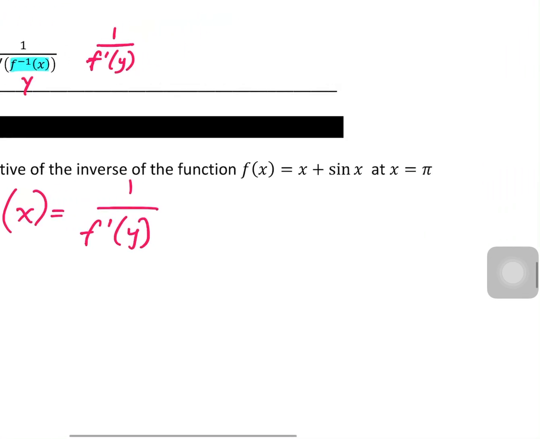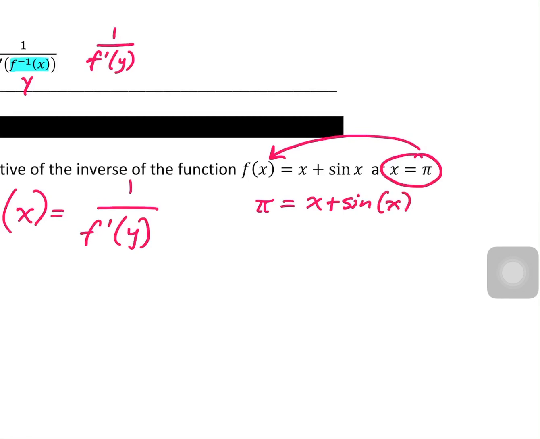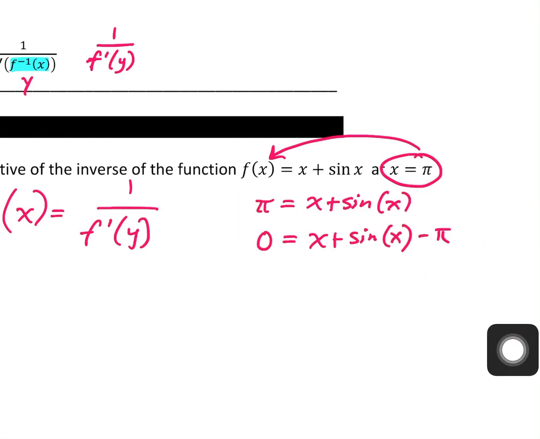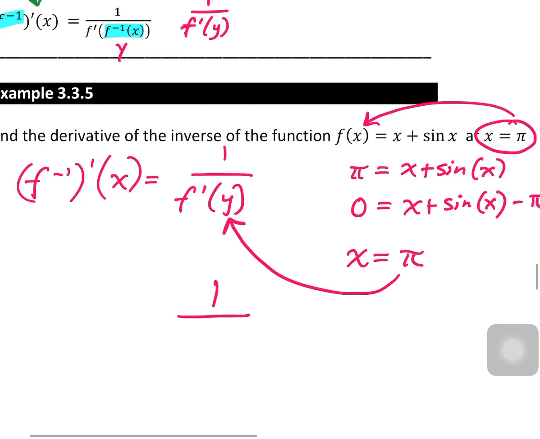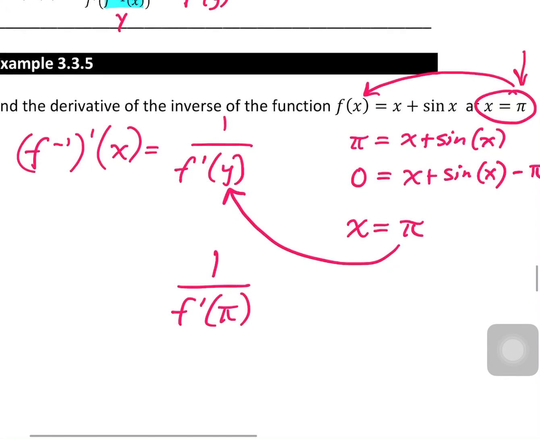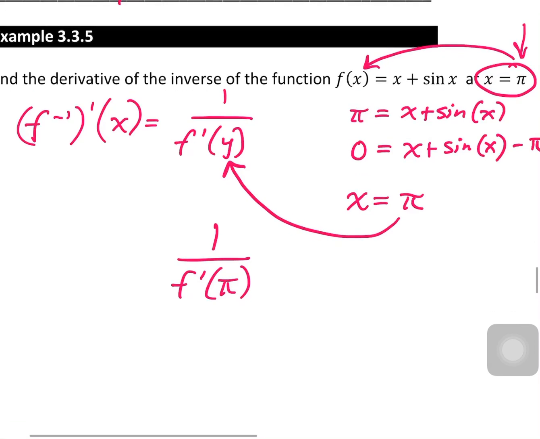Now what I need to do is let this x value become the y value of this function. Pi equals x plus sine of x. And to solve that for x, I would move this to the other side by subtracting pi, and then use a graphing calculator, or if you know your trig functions pretty well, you should know that if I plug in pi, it's going to work, because I'll have pi plus 0 minus pi. So then that value of x goes in here. So I have 1 over f prime of pi, which is weird because it actually turned out to be the same x value here that we had, but it is different. I'll show you in the next example.